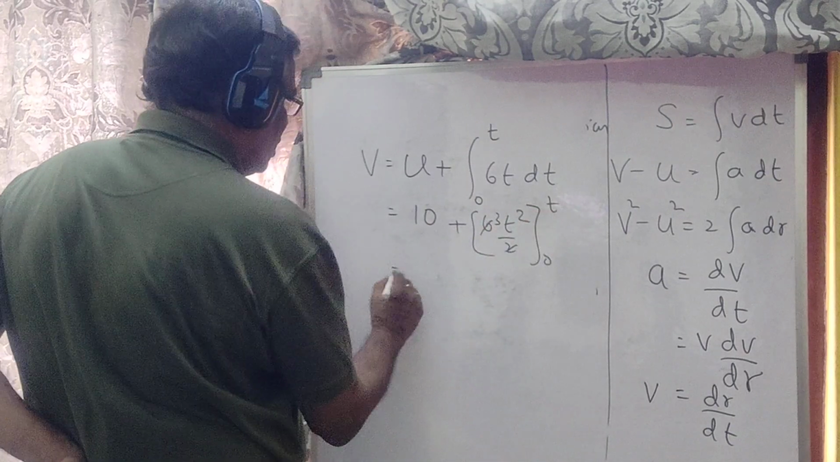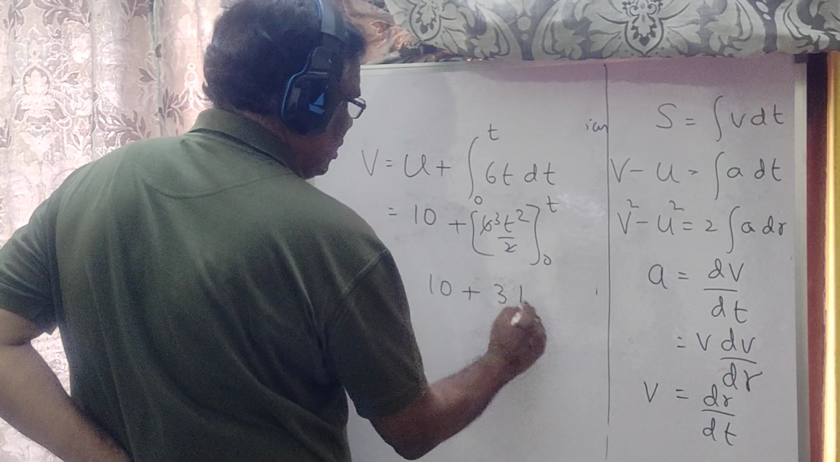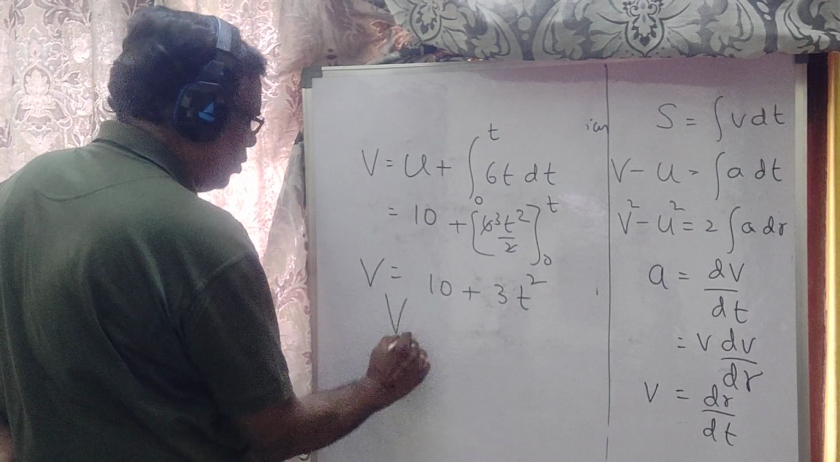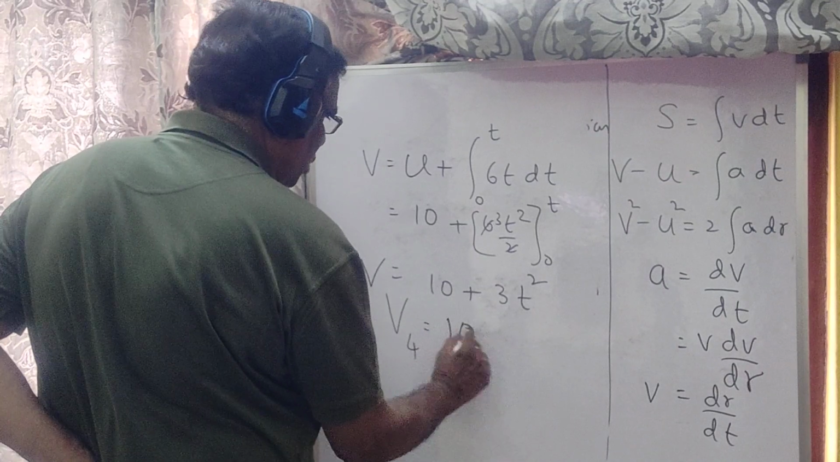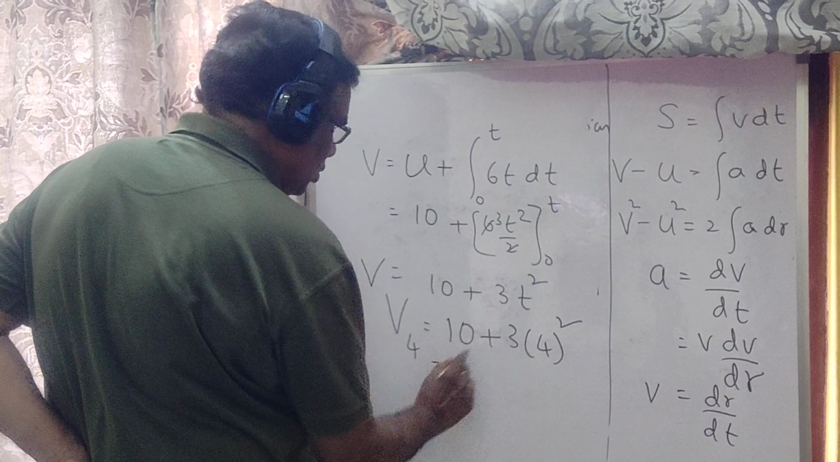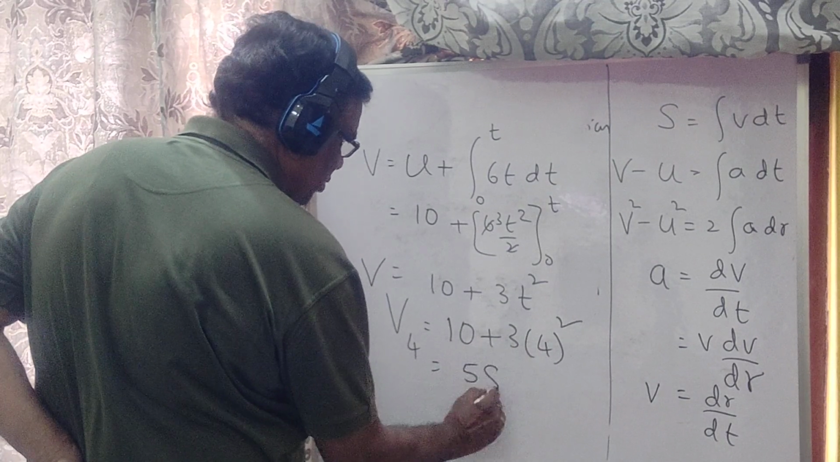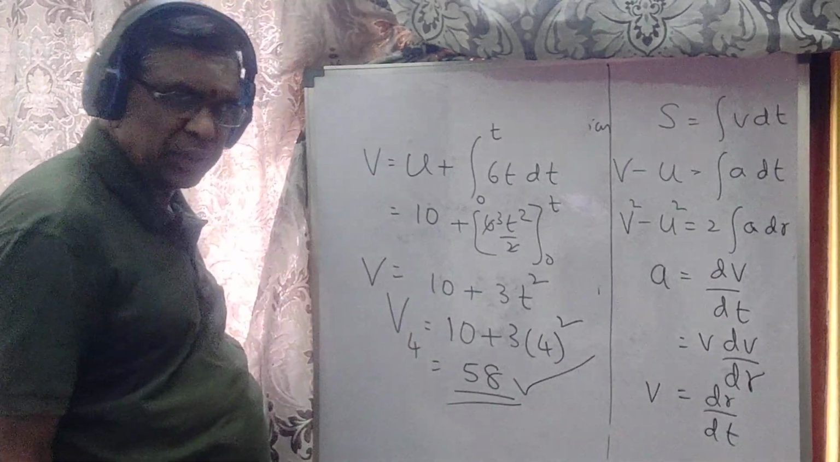This is 0 to t, therefore 10 plus 3t square is your v. Now I want to know what is v at t is equal to 4. So I will take this. So what do I get? 16 into 3, 48 plus 10, 58 units. Now this is the correct way to do it.